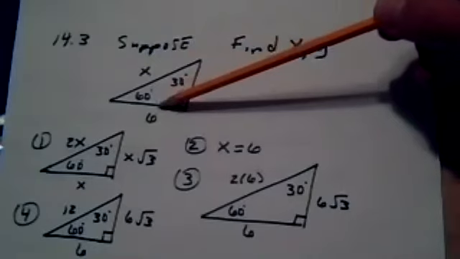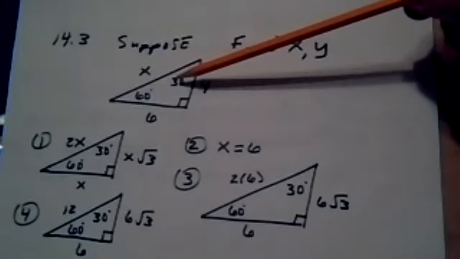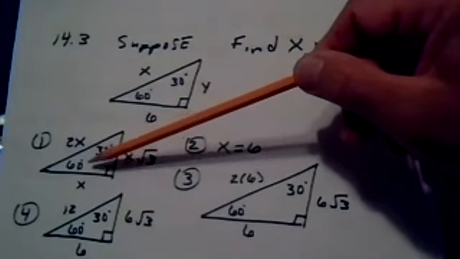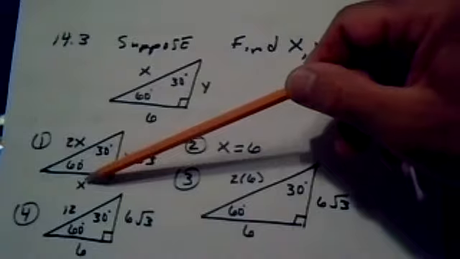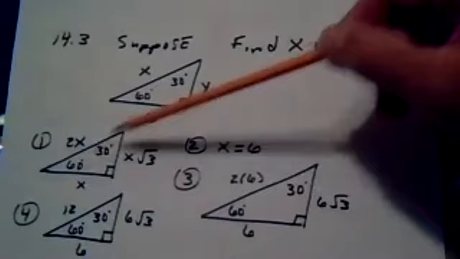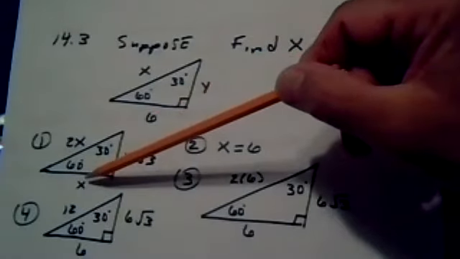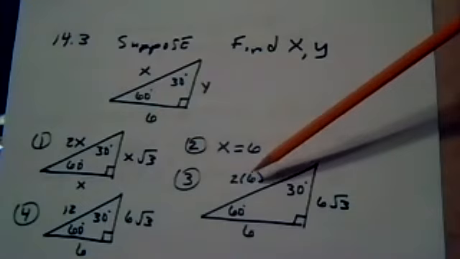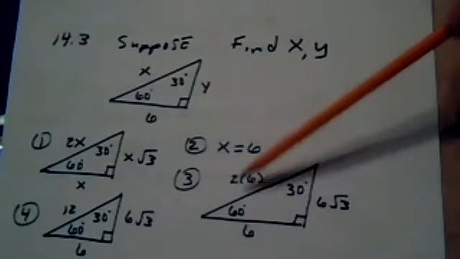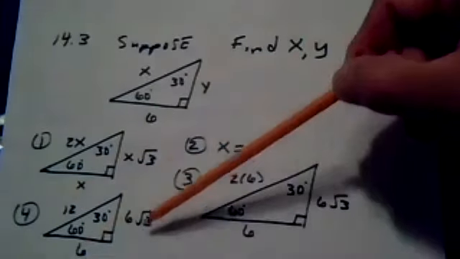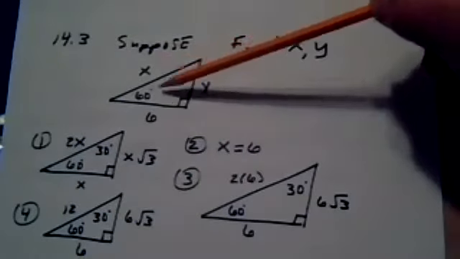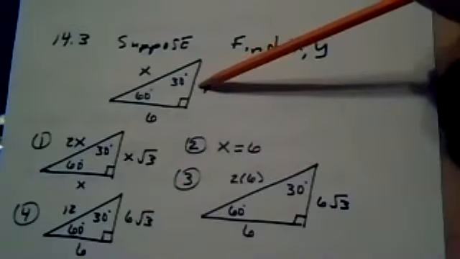So if they gave me the 6, in other words, they gave me the side opposite the 30. The side opposite the 30 is called an x. So if the one opposite the 30 is x, and that x happens to be a 6, then put the 6 wherever there's an x in the special triangle. Then simplify, and this is what it looks like. So now we know that this is your x, and this is the x of the question, and this is the y of the question.